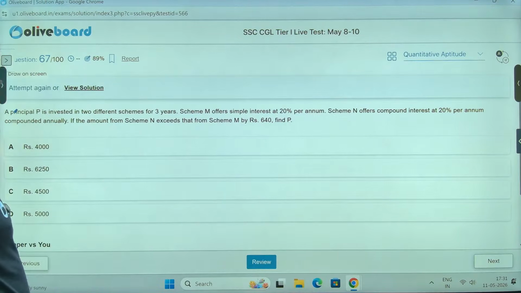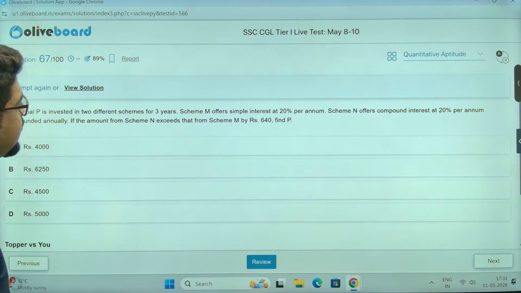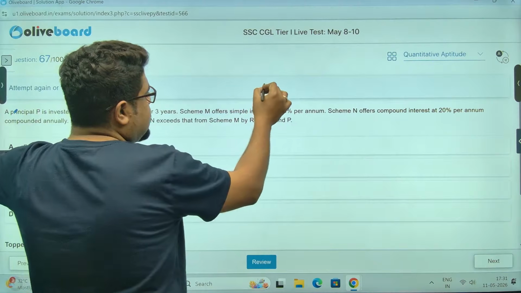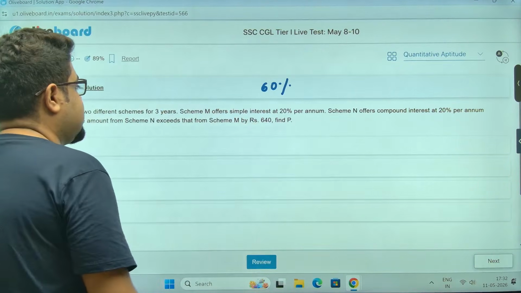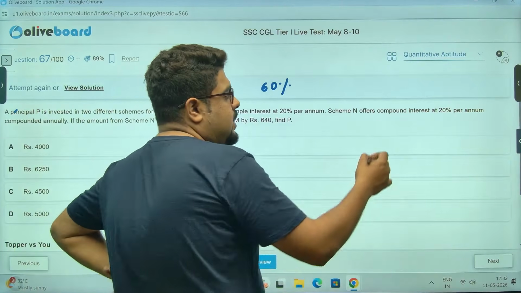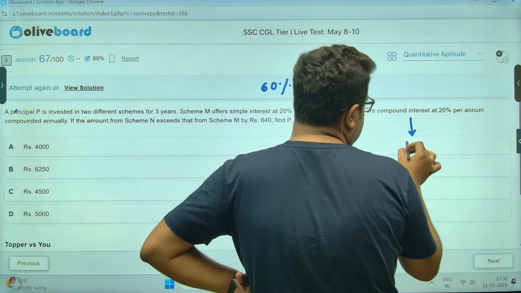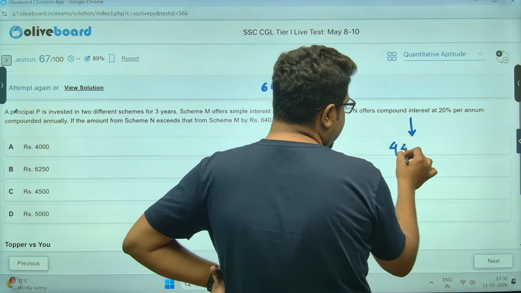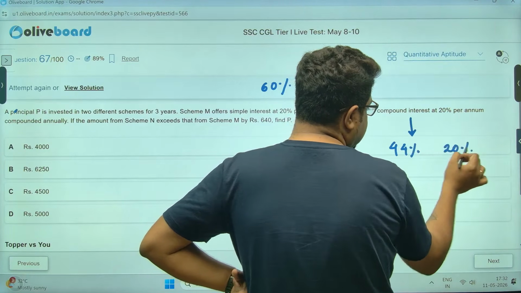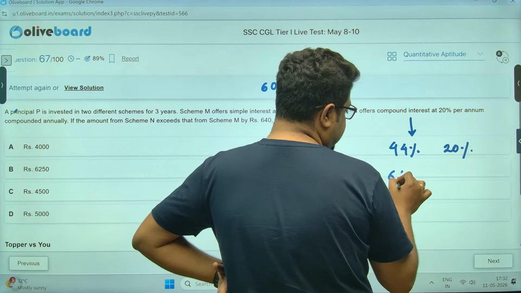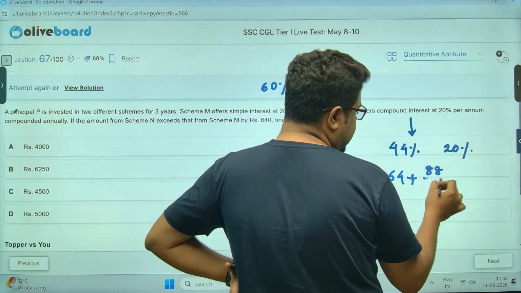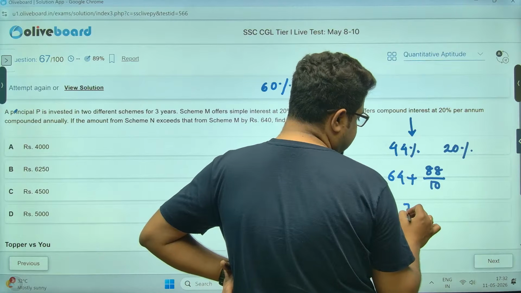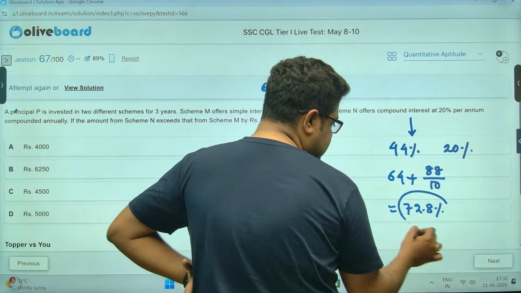Sir, next one. A principal P is invested in 2 different schemes for 3 years. Both. Acha. M offers 20% simple interest, so 3 years 60%. N offers 20% compound interest. Acha. Compound interest meaning it will give you, again you can, like 2 years it will be 44%. Another 20%, use AB theorem. So 64 plus 44 into 44 into 20, or 88 by 10 sir, 8.8, that is 72.8%. So this is the compound interest.